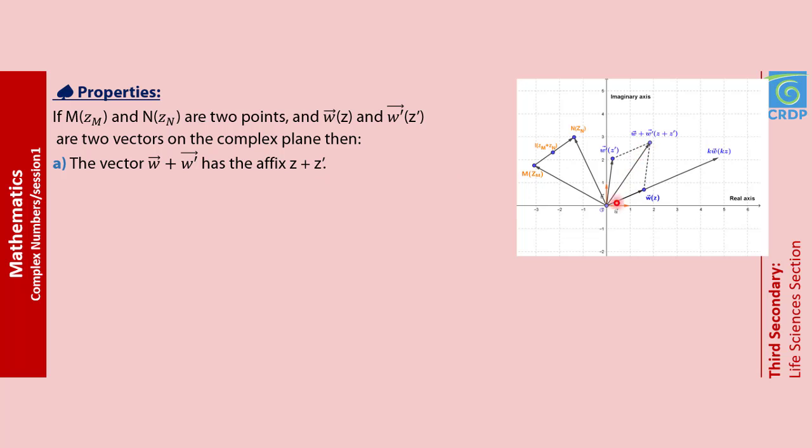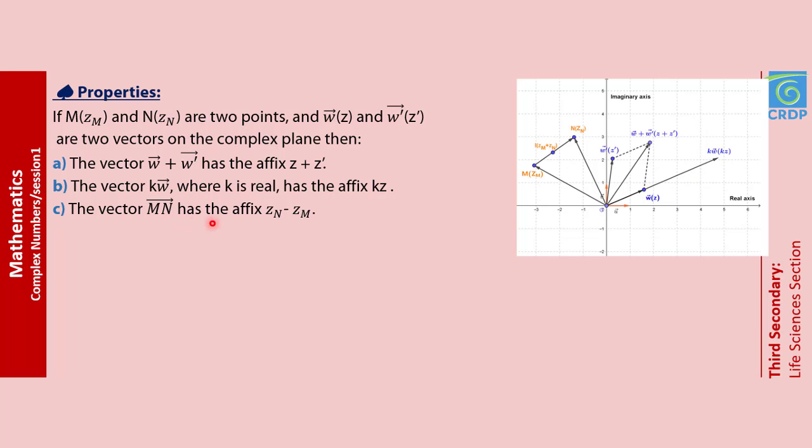Geometrically, this is the diagonal of the parallelogram constructed by the sides that are W and W prime. The second property, the vector KW, where K is a real number different from 0, has an affix equal to KZ, as shown on the figure. The vector Mn has an affix equal to Zn minus Zm. The midpoint I of the segment Mn has an affix Zi equal to Zm plus Zn over 2.